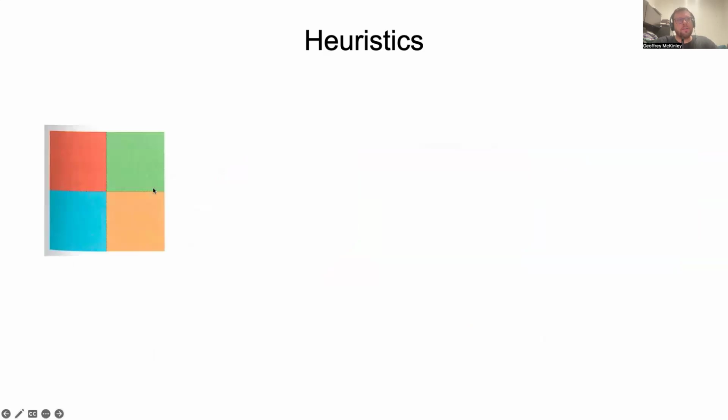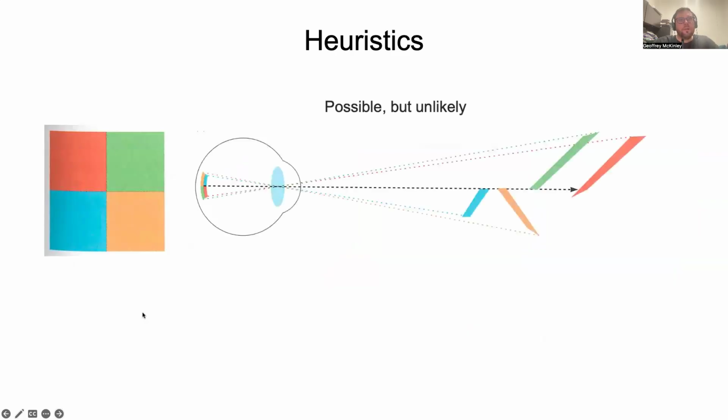Here's another one. You probably look at this and think it's four squares of different colors, equal size, on a page, on a piece of paper, right? Or whatever, at the same distance. But in reality, it could be this, right? It could be that the squares vary in size and distance and even angle, right? But you still get the same perception.